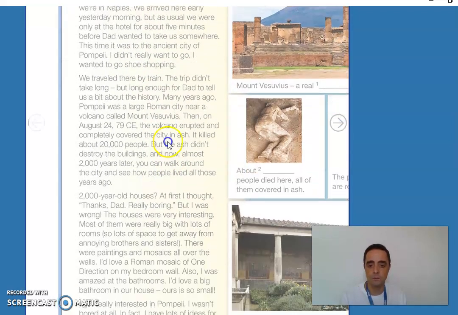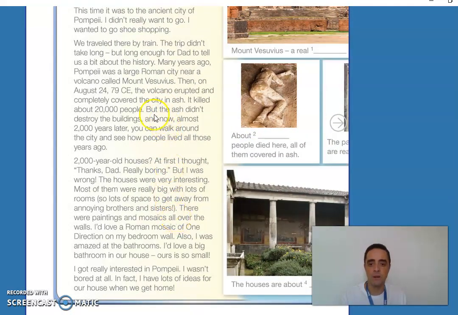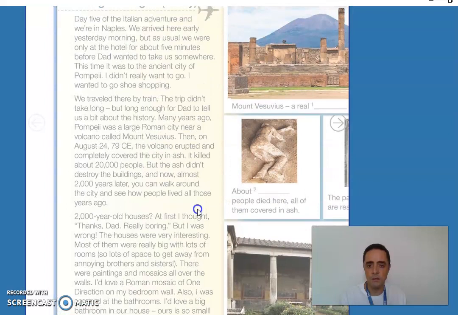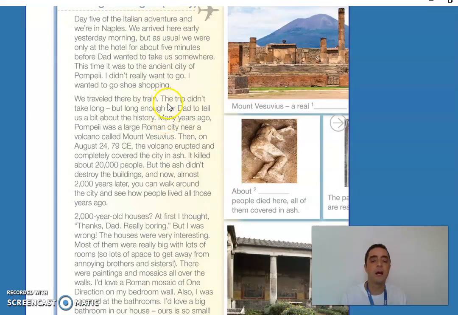Let's check another one in the second paragraph. But the ash didn't destroy the buildings. So I have again the word didn't and the verb destroy. Let's see if we have another one. Okay. Most probably I cannot find it. Oh, we have it here also in the second paragraph. The trip didn't take long.